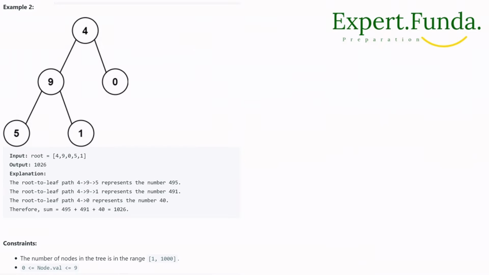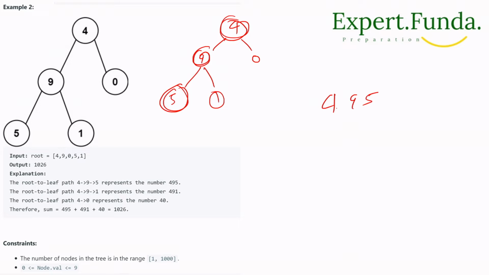Now another example. We have 4 as the root, with children 9 and 0, and 9 has children 5 and 1. If we go from the root to 9 to 5, it becomes 495. Next, we go 4, 9, and 1, because this is also a leaf, so it becomes 491.